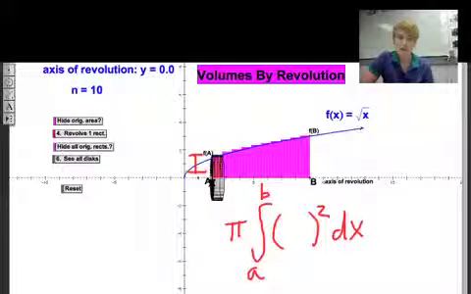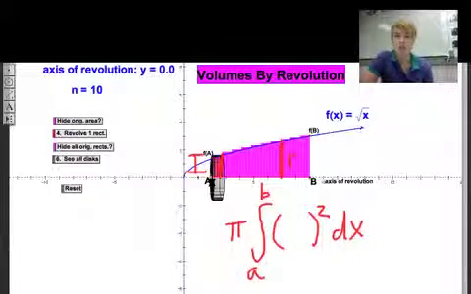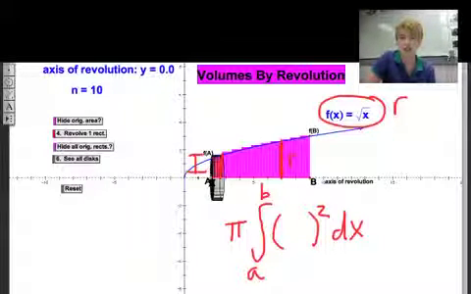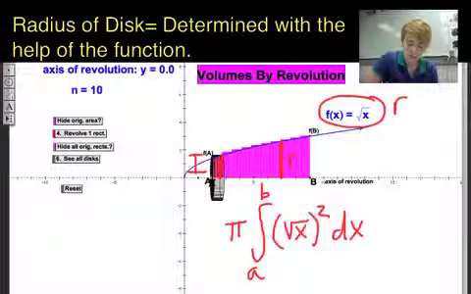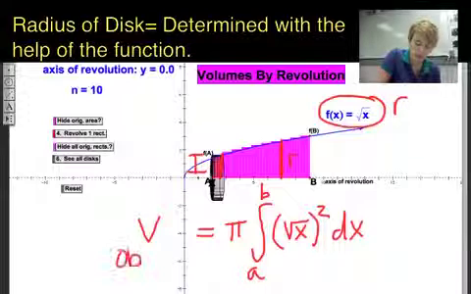So if you think about what's determining the radius to go from here to here, or if I picked a rectangle out here from here to here, that's the radius. Well, I would say this is determining the radius. This is the radius, the function. So I'm going to write radical x squared. And then this is going to represent the volume of my object.